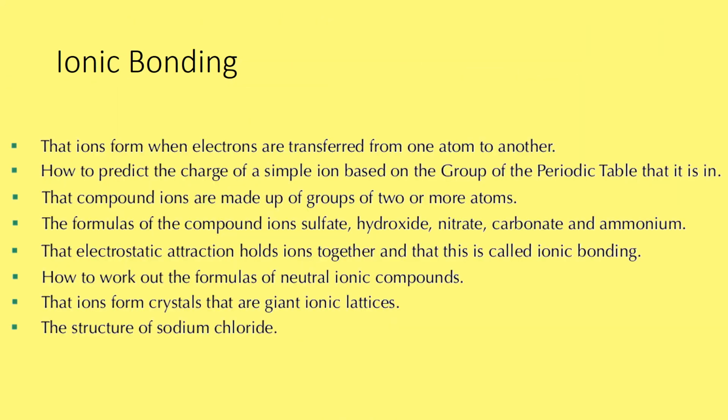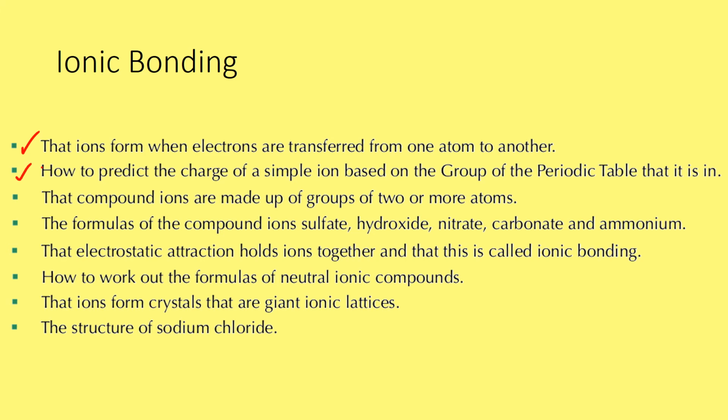And that just leaves us to recap our learning objectives, make sure we've done them all. We learnt that ions form when electrons are transferred, so they are lost by metal atoms and gained by non-metal atoms, so we did that. Did we also learn how to predict the charge of a simple ion based on the group? Yes, group 1, 1 plus, group 2, 2 plus, group 6, 2 minus, etc. We did all that one.